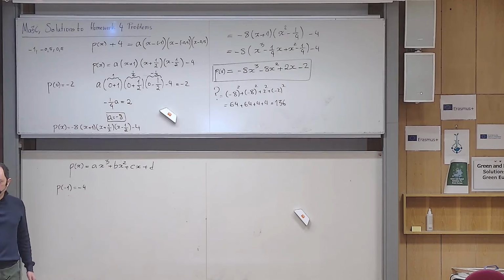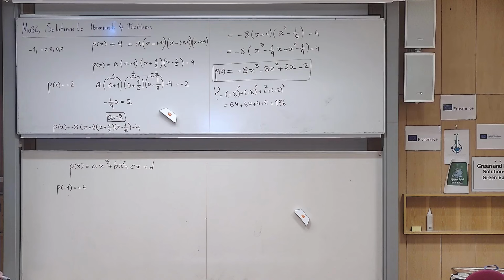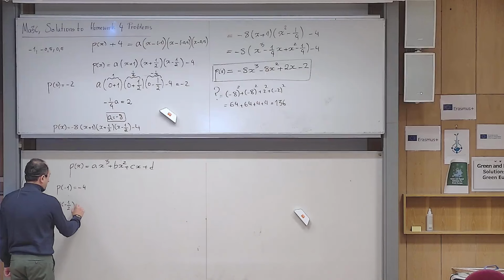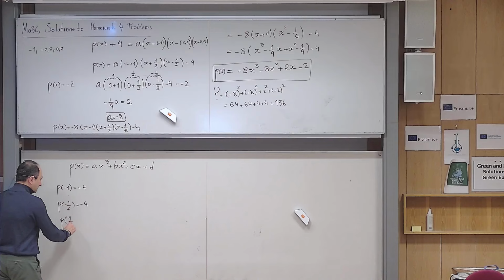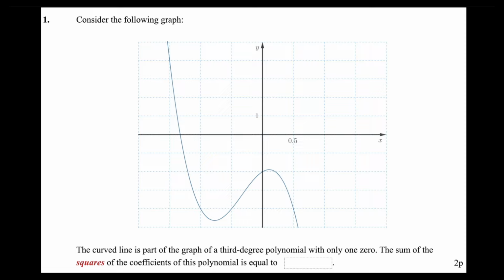What is the next one? This one is -1/2, and the answer is again -4. So this means P of -1/2 is again -4. And finally, P of 1/2 is again -4. Do you agree? Because you see, this is also 1/2, but the height is still -4.